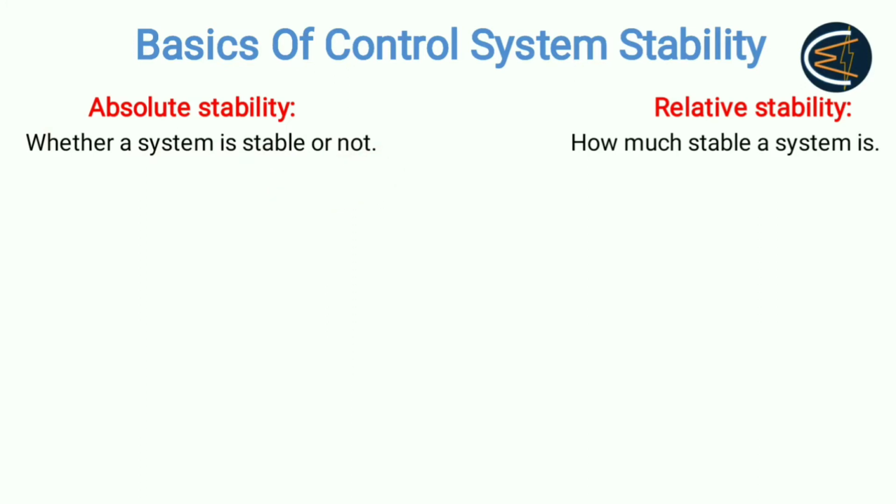Whereas relative stability decides how much stable a system is. So a system is stable, we know, but how much stability it has, that is what is decided by relative stability. So now let's understand these things one by one.